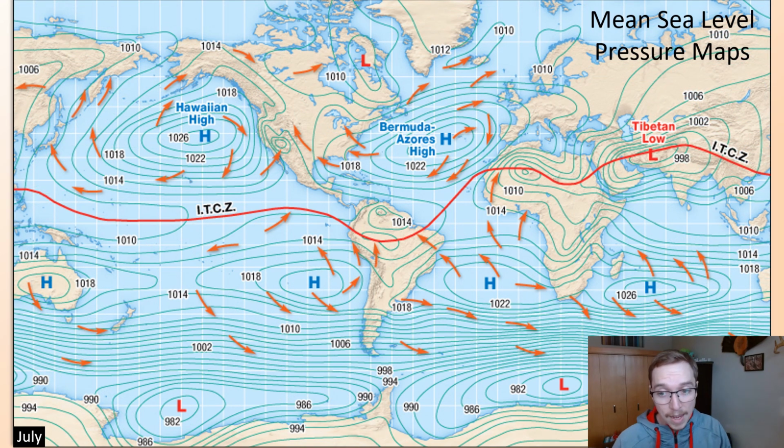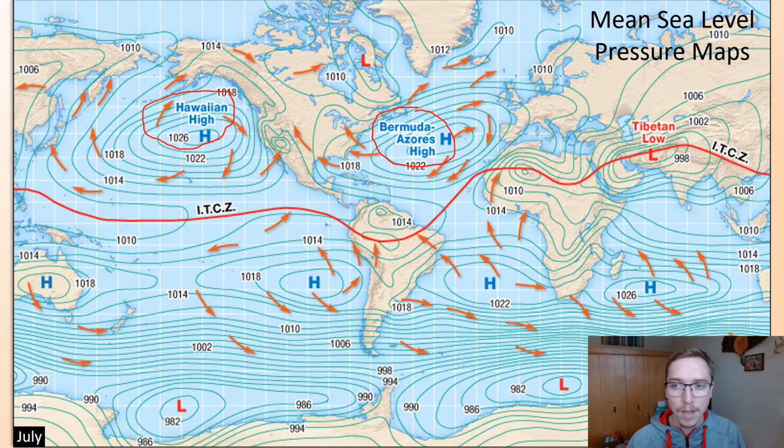Now, in July, it looks strikingly different. The Bermuda Azores High is here. The Hawaiian High takes over. We don't see that low pressure system setting up. So we've got this incumbent high that just sets over the Hawaiian Islands area and Gulf of Alaska and the coast of British Columbia and the Pacific Northwest. We've got a Tibetan low pressure system that sets up over here. And again, some other unnamed ones.